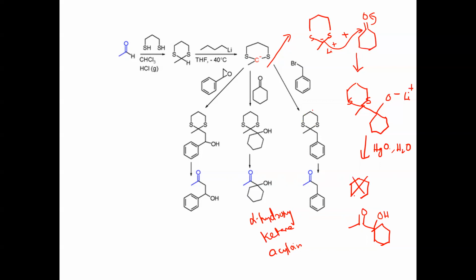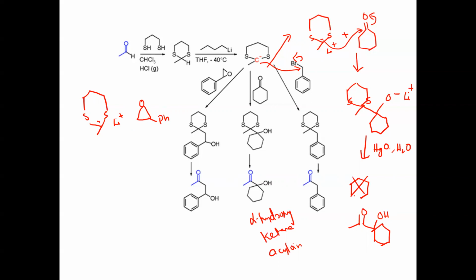Similarly, it can also react with benzyl bromide. You can see that here the benzyl bromide will be attacking this side, and it can form a higher ketone. Now this is an epoxide. This can be an epoxide. I'll write it like this: minus and Li plus. The epoxide, we can write the epoxide like that. This is an epoxide, phenyl epoxide.